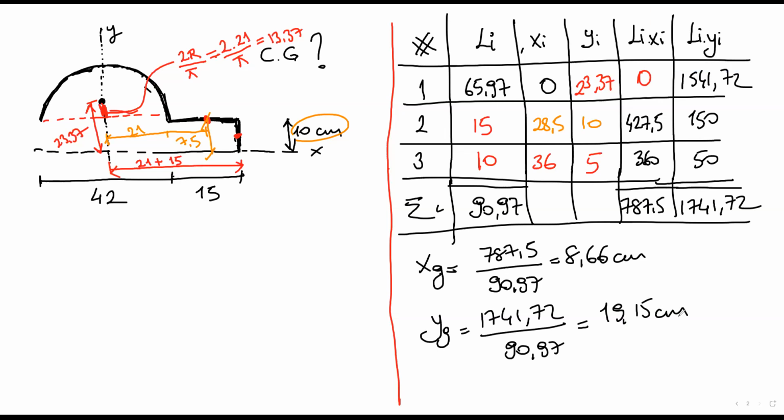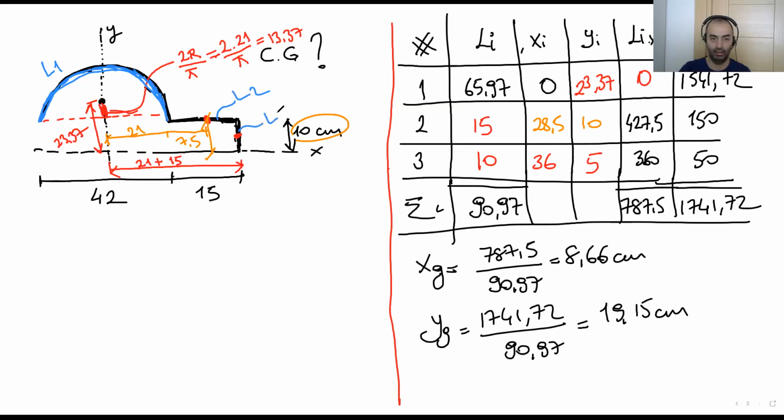Okay. These. Hocam, can I ask something? Yes, please. Which length is L1? L1 is. Yeah. Let me show you this. Can you see the blue line? Yes, hocam, thank you. This is L1. Let me write, maybe that's better. L2 and L3. So these are XG and YG. Okay.